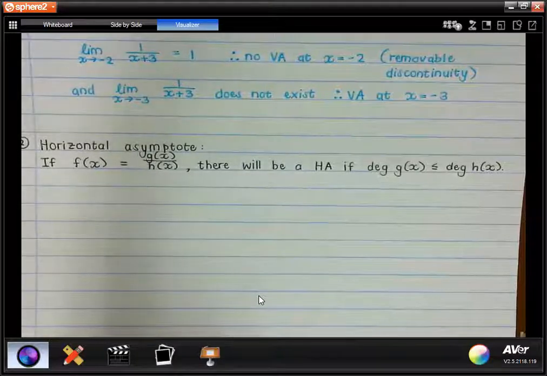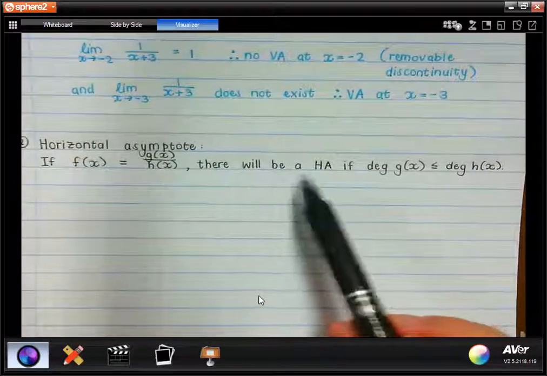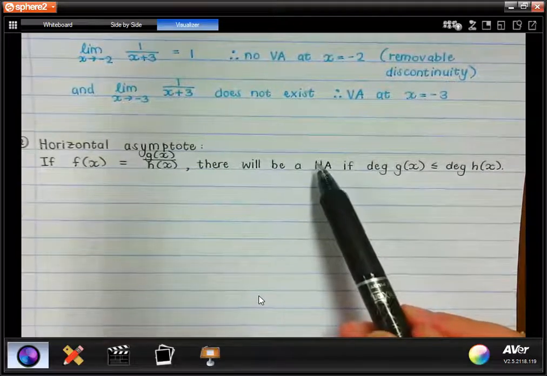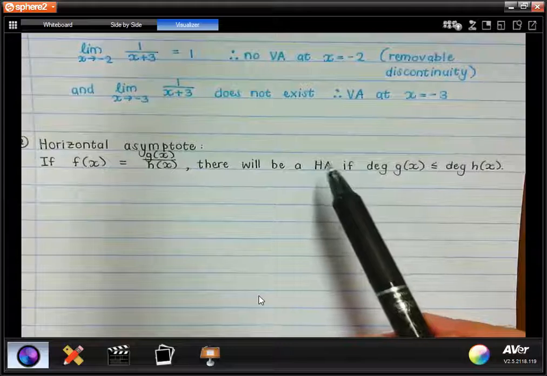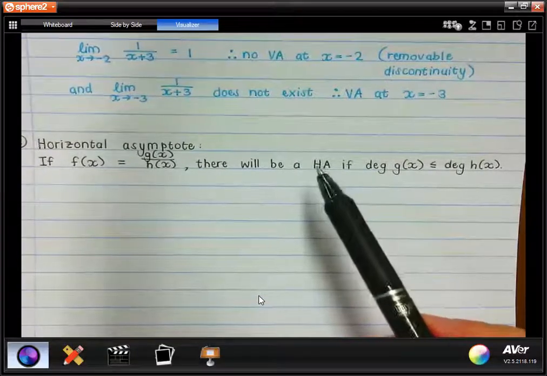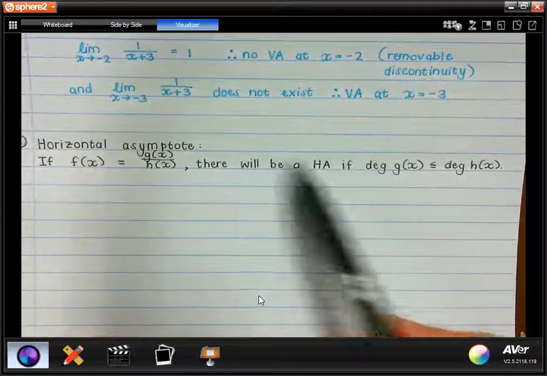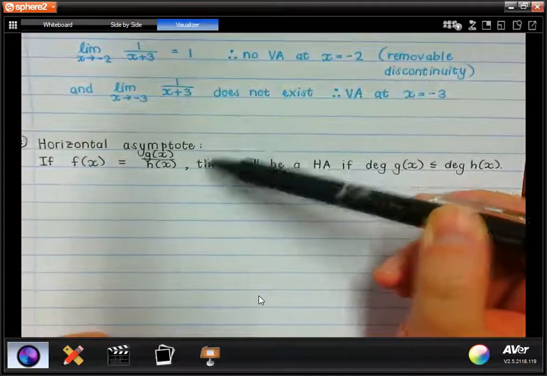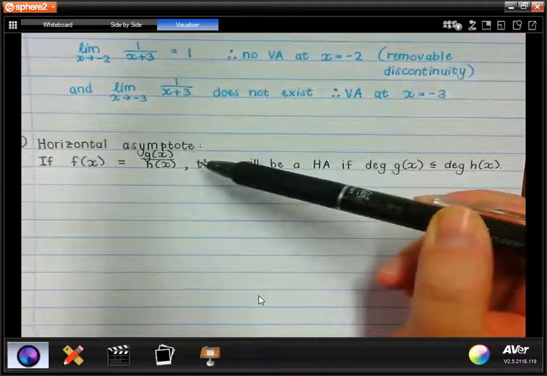Okay, now we can just quickly look at the examples that we actually did, just so that it's cemented a bit. Just going to read through this again. If you have a rational function, there will be a horizontal asymptote, not an oblique asymptote. It's always going to be one or the other. You won't have both. You can have a vertical one and horizontal, or vertical and oblique, but not horizontal and oblique. So there will be a horizontal asymptote if the degree of the numerator is either the same as the degree of the denominator or smaller than the degree of the denominator.